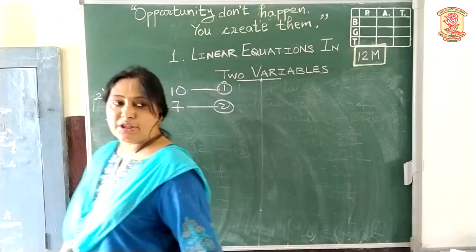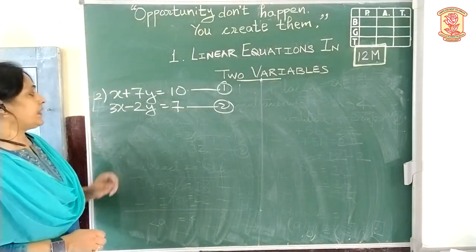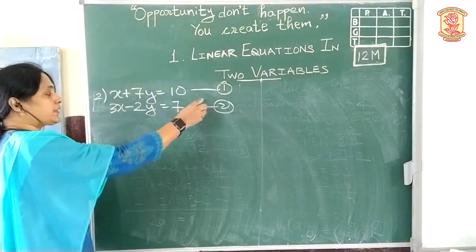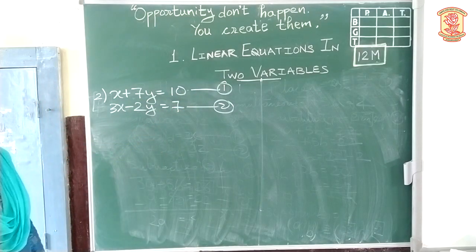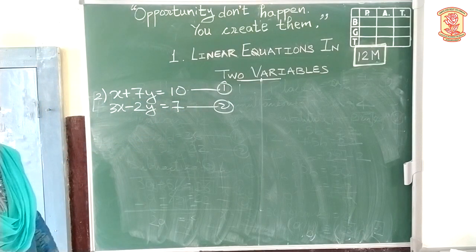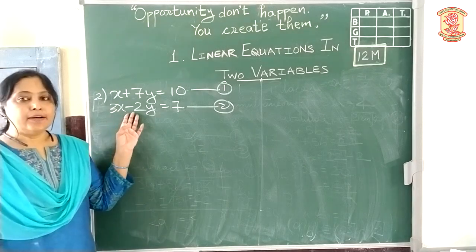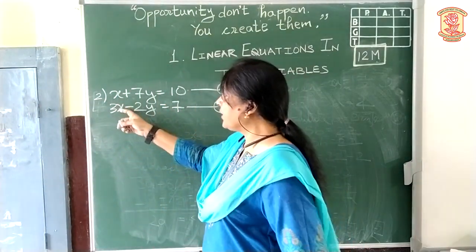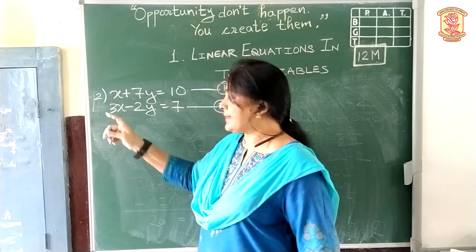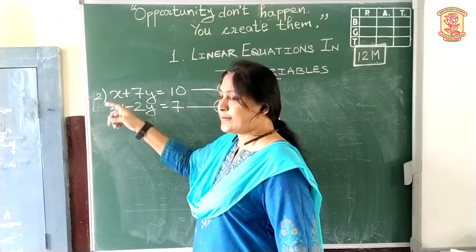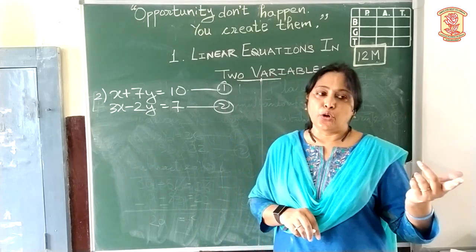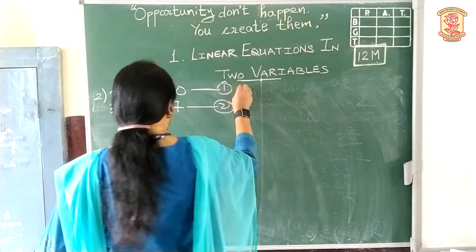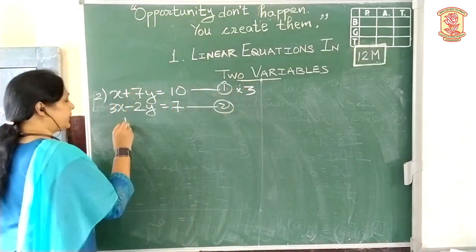Now the second equation of this exercise is x plus 7y equals 10, and the second one is 3x minus 2y equals 7. Again here we are going to equalize the terms of the variable x. Here it is 3 and here it is 1. So we'll equalize the coefficient. So we'll multiply equation 1 by 3.